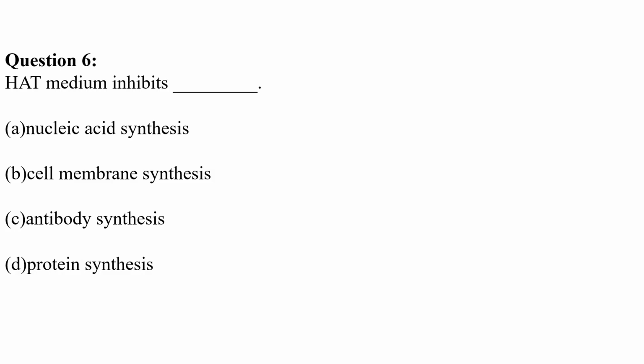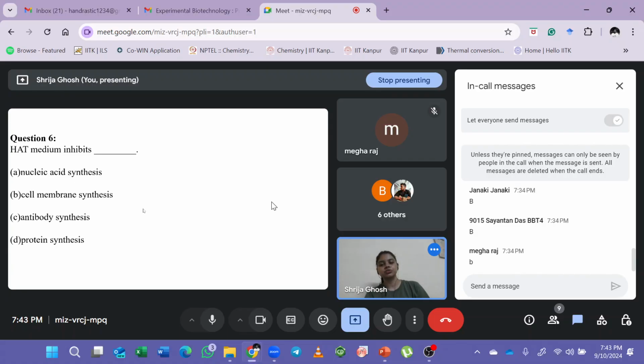Okay. Moving on to the next question, question number 6. HAT medium inhibits dash. Which of the following is inhibited by HAT medium? Option A, nucleic acid synthesis. Option B, cell membrane synthesis. Option C, antibody synthesis, and option D, protein synthesis. Anybody knows the answer?